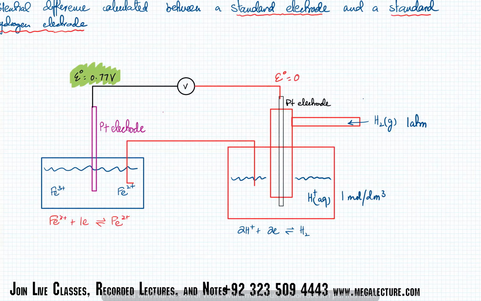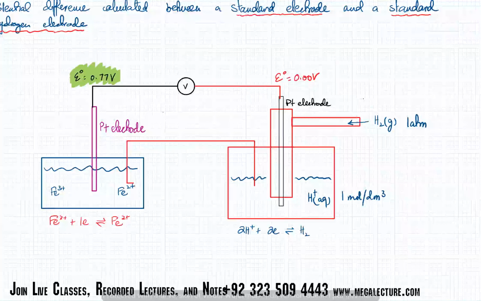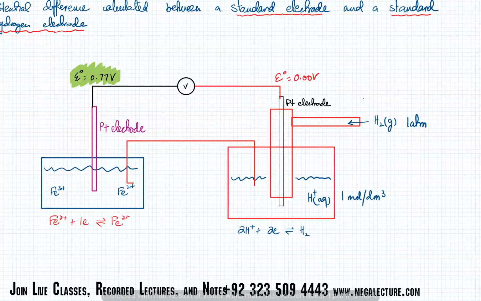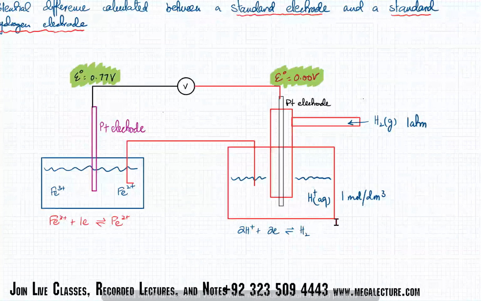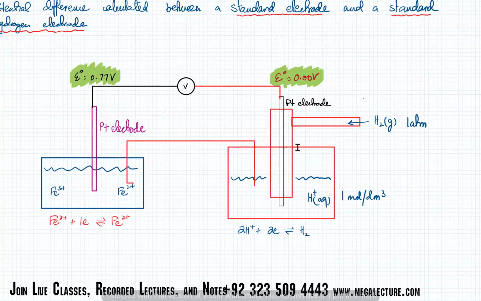So basically that's 0.00 volts. So what happens is that the voltmeter shows 0.77 volts. That's basically the E0 cell, 0.77. Since you're taking this as your reference, that's going to be the positive 0.77. So that indicates that the iron electrode is 0.77 volts, slightly higher potential compared to this one. So every time you're going to do something, you're going to do it with the standard hydrogen electrode.